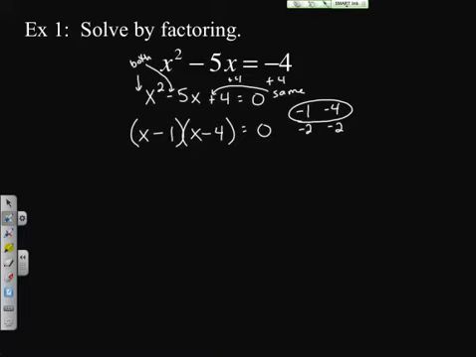So now we use the zero product property. This statement is only true if one way it could be true is if x minus 1 equals 0. The other way it could be true is if x minus 4 equals 0. And then we just solve these two little equations. We add 1 to this first one. We get x equals 1. We add 4 to the second one, and we get x equals 4.